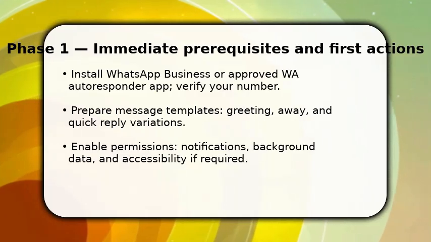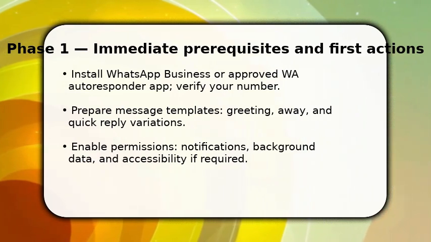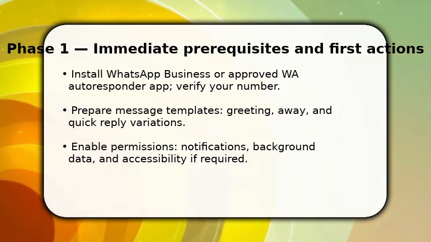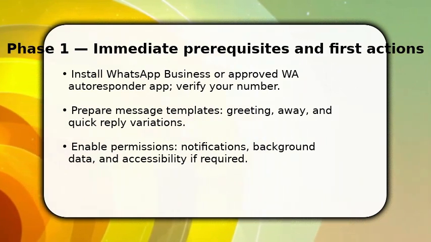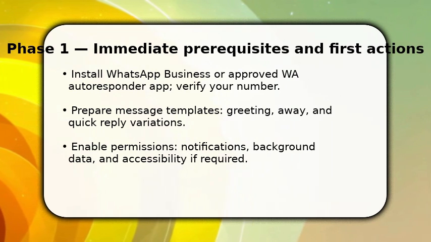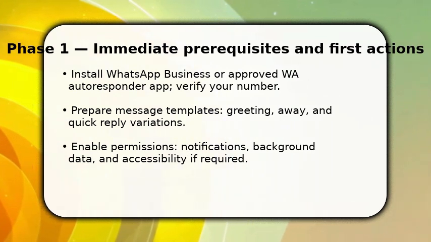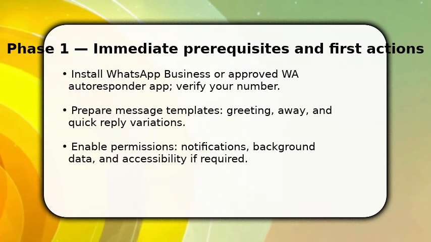You start by confirming prerequisites and then take the first actionable steps. Install WhatsApp Business or the designated autoresponder app and verify your phone number now. Create 3 templates: greeting, away, and a short, quick reply. Keep them under 200 characters each.